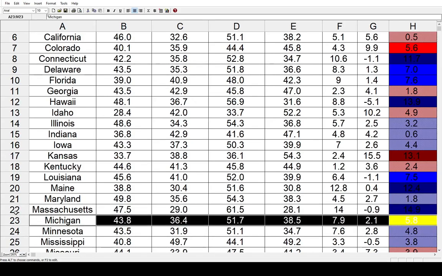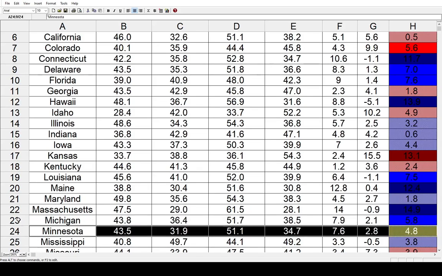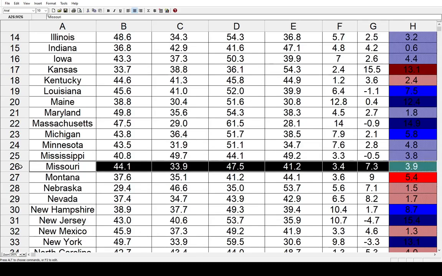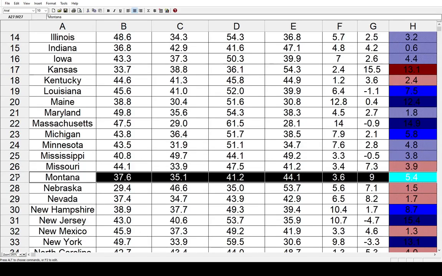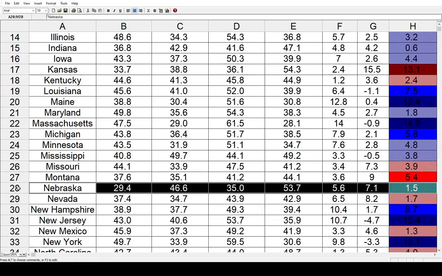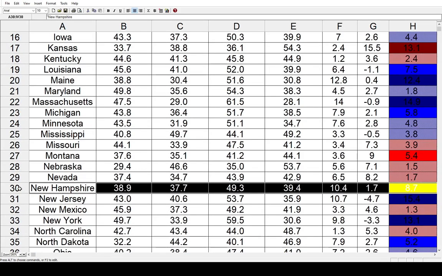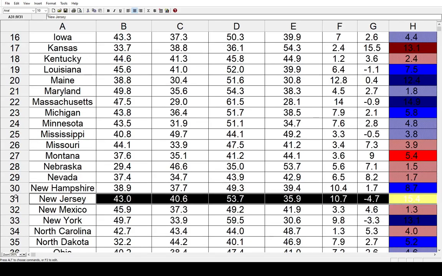Michigan shifted 5.8 toward the Democrats. Minnesota, 4.8 toward the Democrats. Mississippi, 3.8 toward the Democrats. Missouri went in the opposite direction, 3.9 toward the Republicans. Montana, that's another state Clinton won in 92. In 96, he lost it, and it shifted 5.4 toward the Republicans. Nebraska went a mild 1.5 toward the Republicans. Nevada, similar margin, 1.7. New Hampshire leaped 8.7 toward the Democrats. New Jersey had the biggest shift of all, 15.4 away from the Republicans and toward the Democrats.